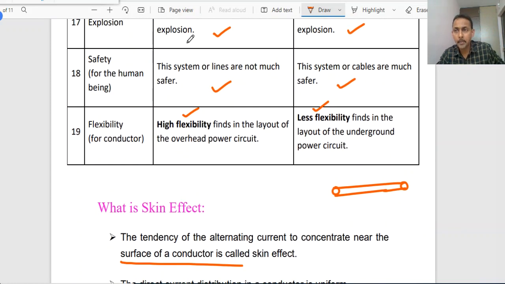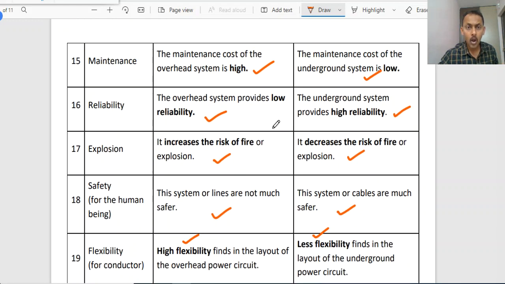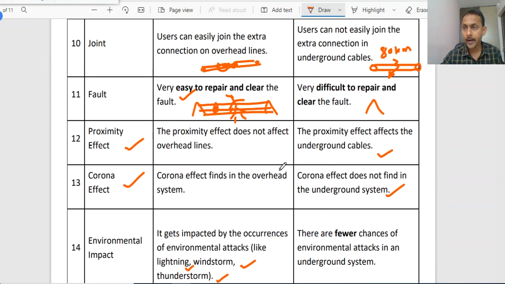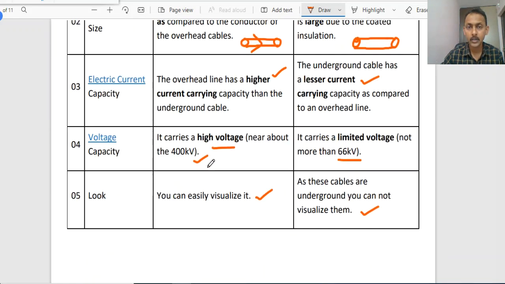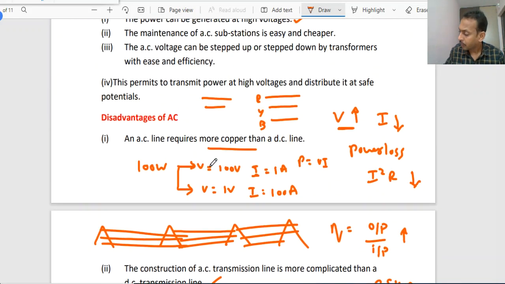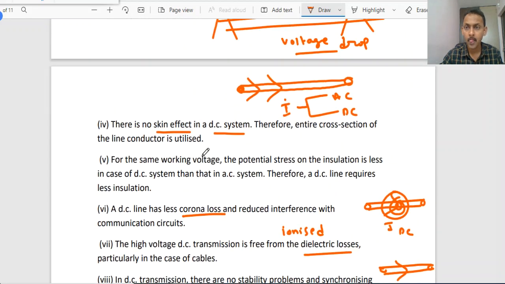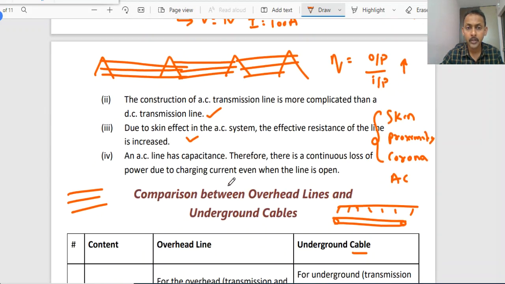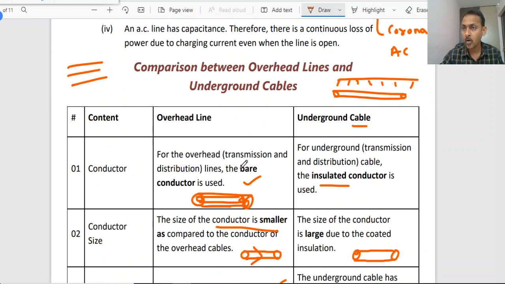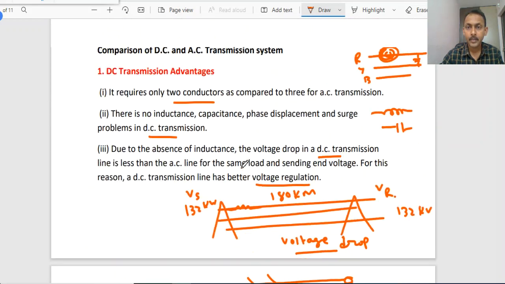So these are the different parameters, dear students, on which we can compare the overhead system and underground system. And in this video we have discussed different power schemes, AC and DC, and how the power is to be transmitted, what the advantages and disadvantages of AC and DC are, and what the comparisons are between the overhead line and underground cable, right?